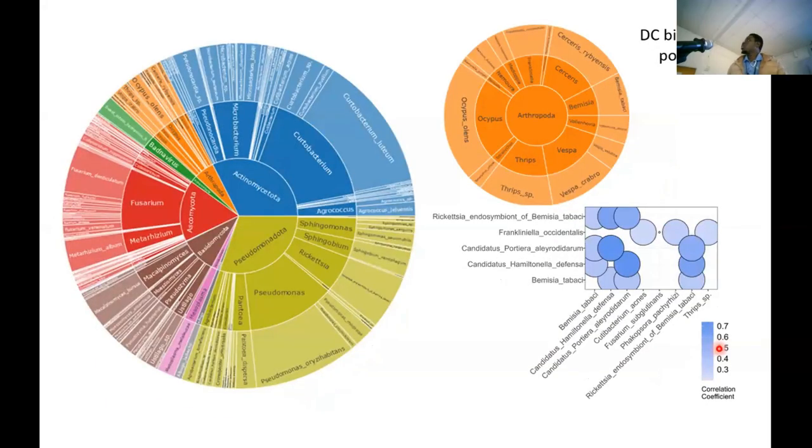Similarly, when we look at the DC biparental population, for the whole metagenome, we found many more species, of different functions in this microbial community. And when we subsetted the arthropods, we also found more arthropods than in the other population. When we look at the correlations, we also found the same positive correlation between Bemisia and its endosymbionts. We also found a positive correlation between Frankliniella, which is a thrips, and a thrips species, so a sort of relationship between these two.